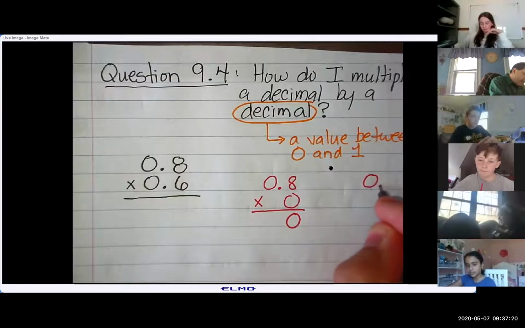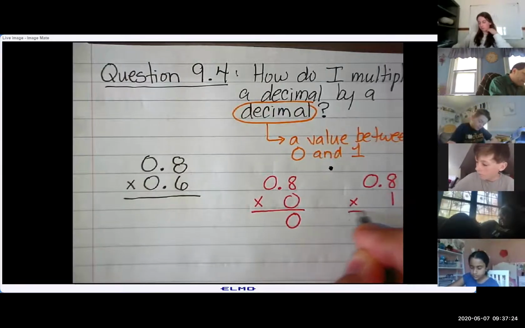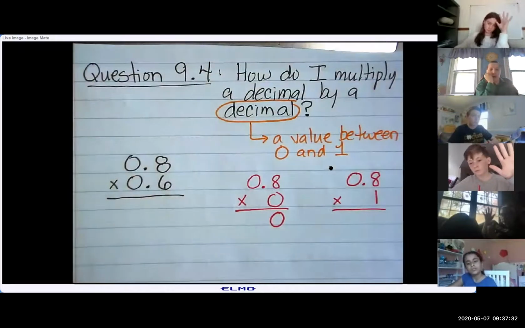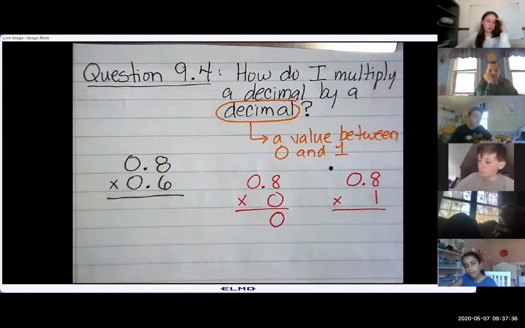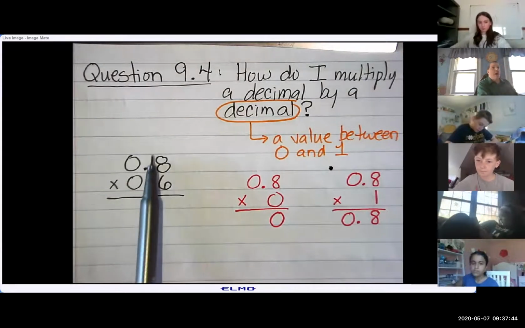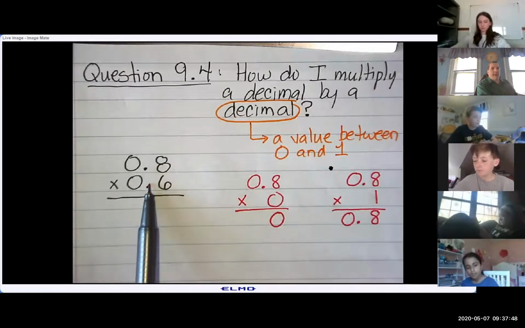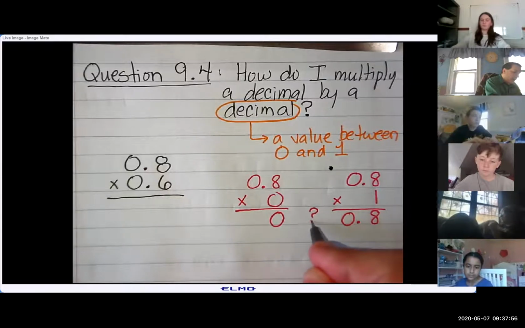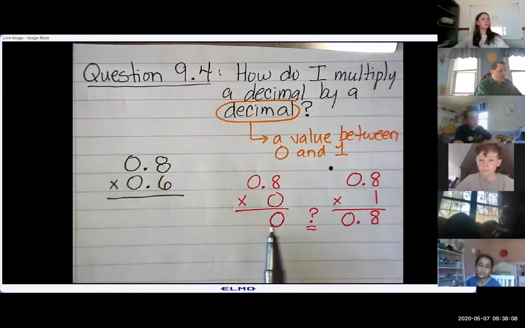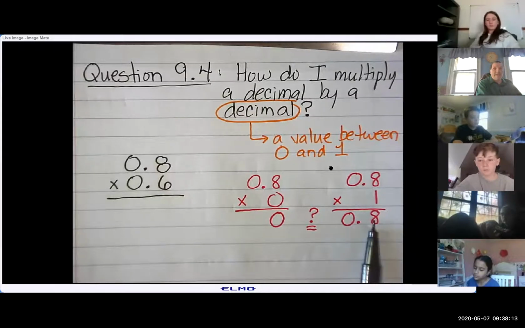What is 0.8 times 1? What is 0.8 times 1? Christina? 0.8. Yep. So what we need to think about in this problem, if we're taking 0.8 and multiplying it by a number between 0 and 1, my answer is going to be somewhere between 0 and 0.8. When I calculate this exact answer, it's going to be greater than 0, and it can't be 0.8. It's going to be less than 0.8. Does that make sense?